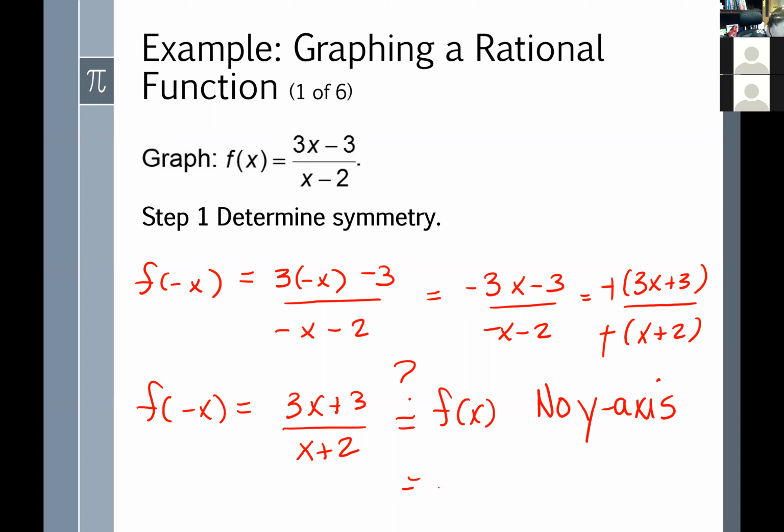Is that equal to negative f of x? Exactly the opposite of what I started with. What would be exactly the opposite of what I started with? That would be only if the numerator changes sign. The denominator would be the same. So is the numerator negative 3x plus 3? And the answer is no. So there's no origin symmetry. You could also graph this and see that there's no symmetry with respect to the y-axis or the origin.